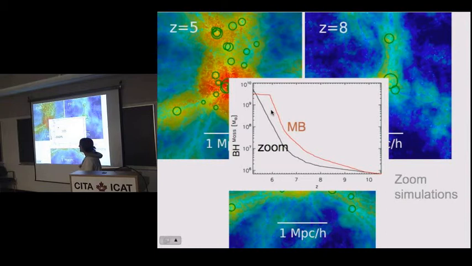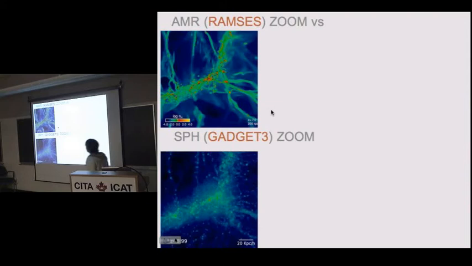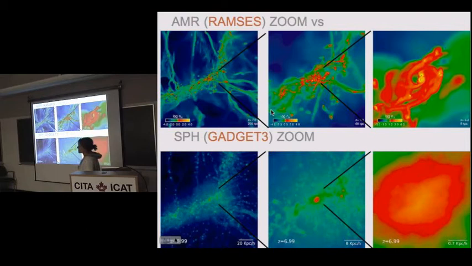And then there are questions also: can we go even further down? It's hard to do that with SPH, unless you do particle splitting or other techniques. But we're also trying different techniques in which we do the zooms, such as AMR. In particular, we're using the RAMSES code, work done with Julien Devriendt and Johan Dubois, just to try and probe the gas distribution to very small scales.